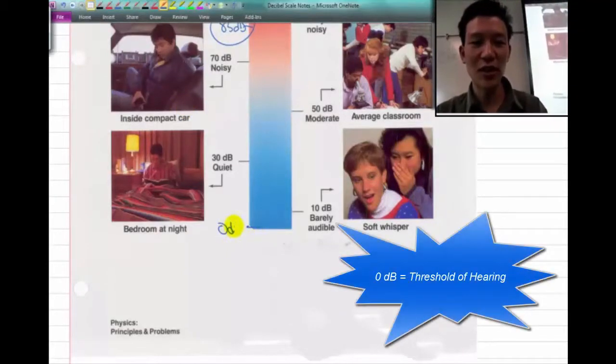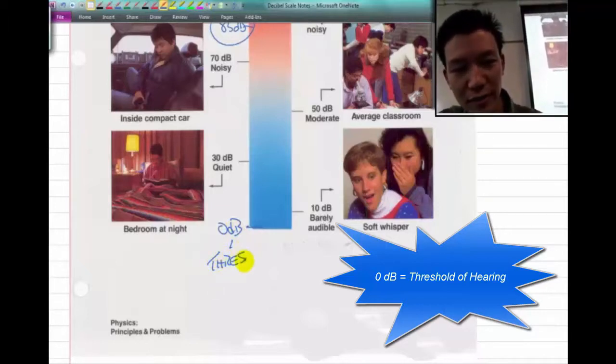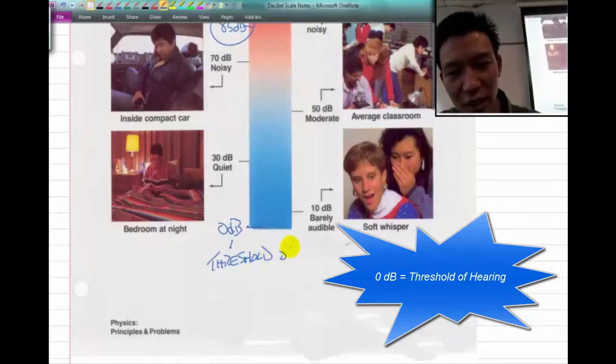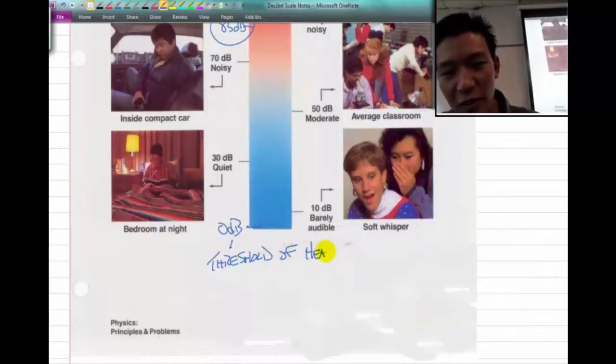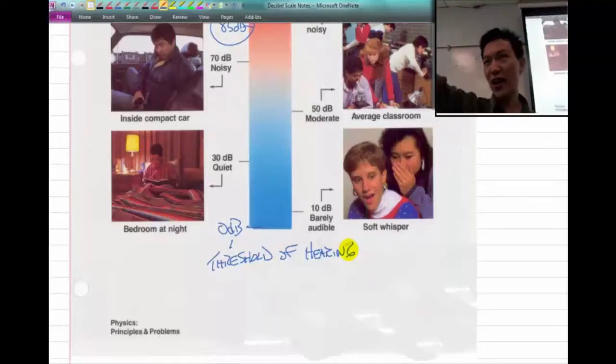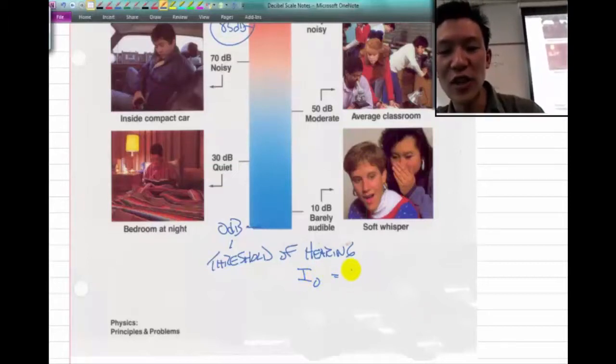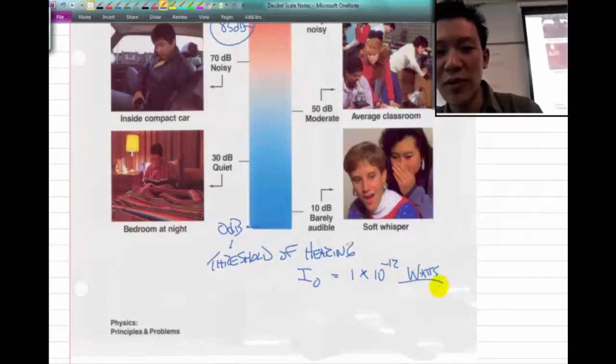0 decibels, 0 dB. This is an important level. This is called the threshold of hearing, the threshold of human hearing. What that means is not no sound, but the quietest sound that the human ear can detect. Your ear is super sensitive, like a pin dropping in the back of the room there. Threshold of human hearing has a very nerdy value. It's called I0, which is the minimum intensity that the human ear can detect. It's 1 times 10 to the negative 12th watts per square meter.